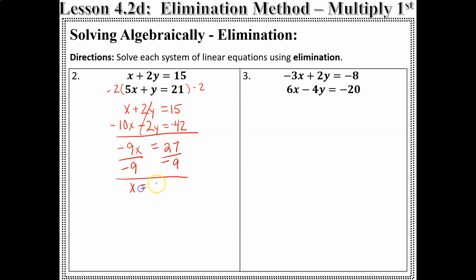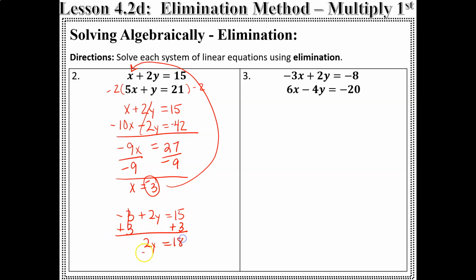So I have x is -3. And now you can take that and plug it into either one of the equations. So I'm plugging that in for x. So I have -3 plus 2y equals 15. Remember, you don't keep the x. You completely replace it. So I'm going to add 3 to each side. So I have 2y equals 18. Dividing by 2, y is 9. So my answer is -3, 9.